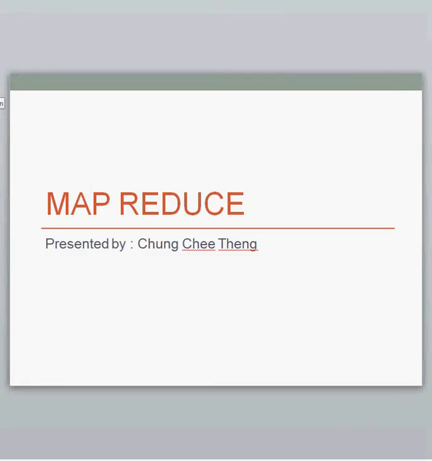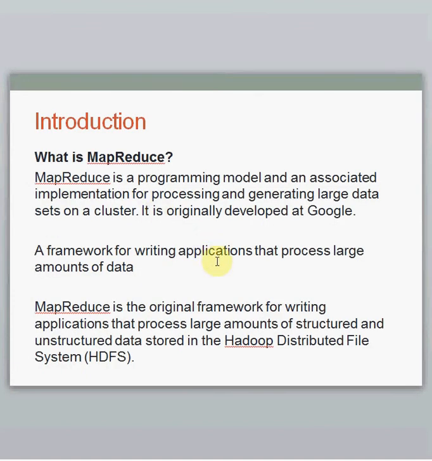MapReduce is a programming model and an associated implementation for processing and generating large datasets with a parallel distributed algorithm on a cluster. To put it simply, it is a framework for writing applications that process large amounts of data. MapReduce also serves as the original framework for writing applications that process large amounts of structured and unstructured data stored in the Hadoop Distributed File System, or the HDFS.